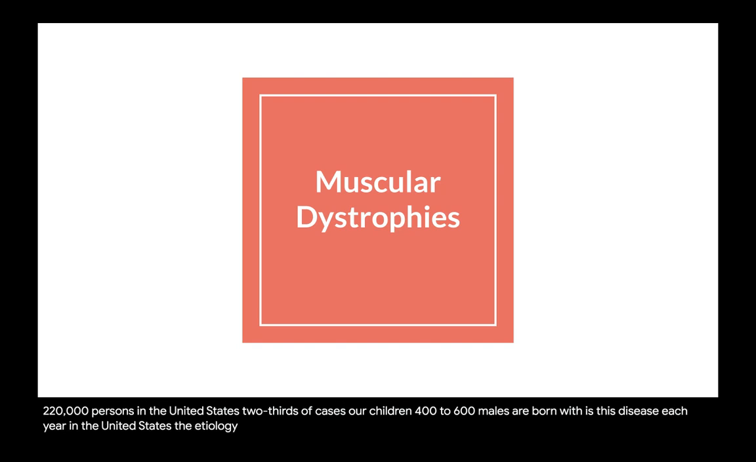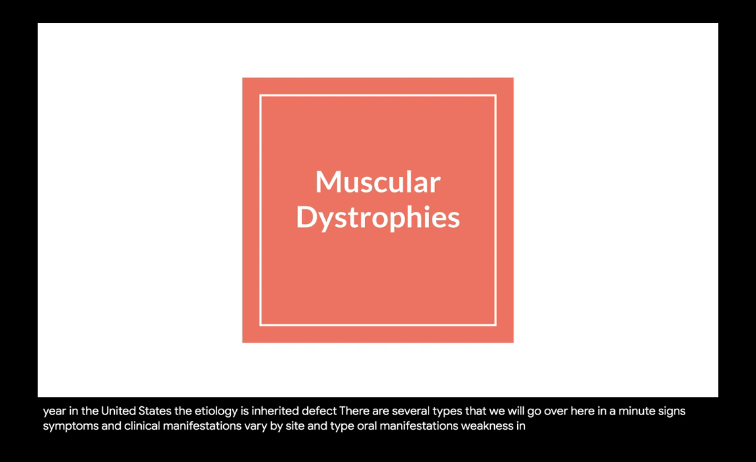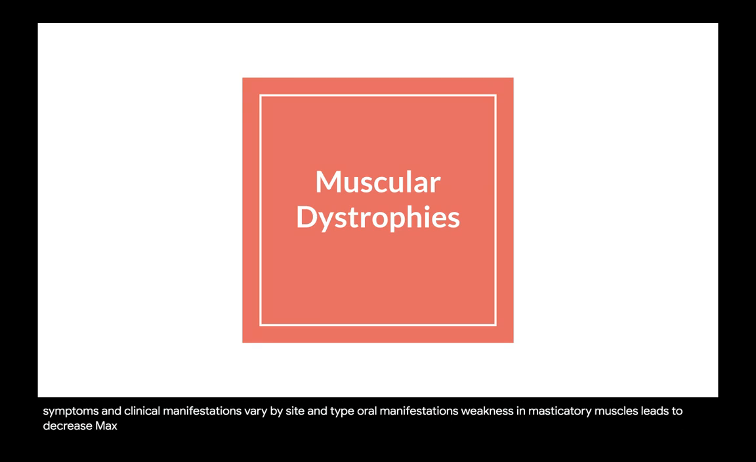400 to 600 males are born with this disease each year in the United States. The etiology is inherited, a defective gene leading to a protein abnormality. There are several types that we will go over here in a minute. Signs, symptoms, and clinical manifestations vary by site and type.